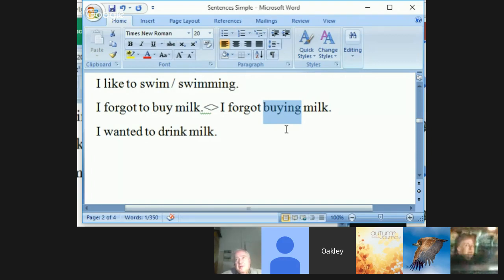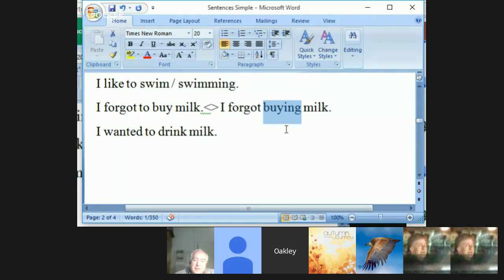Yes, it means that right now you have the milk with you, but previously you forgot to buy it? Well, no, it means you forgot about going in the store and buying it. Maybe you've been drinking too much wine today. I don't know. I'm not sure why you forgot, but you forgot doing that action is what it means.